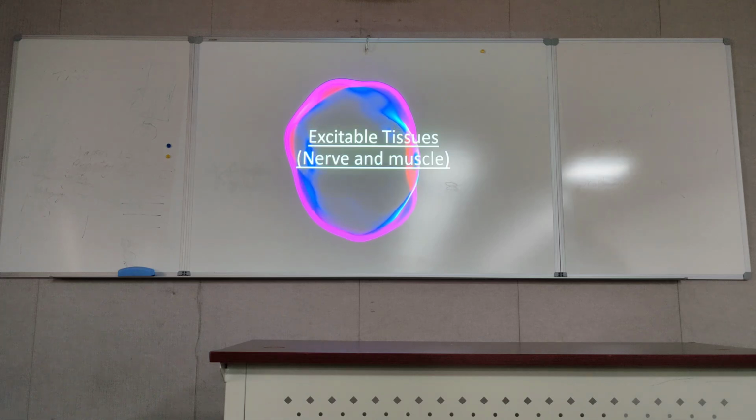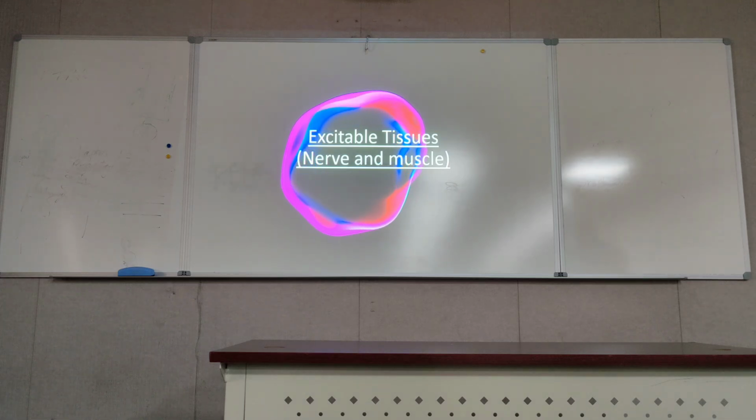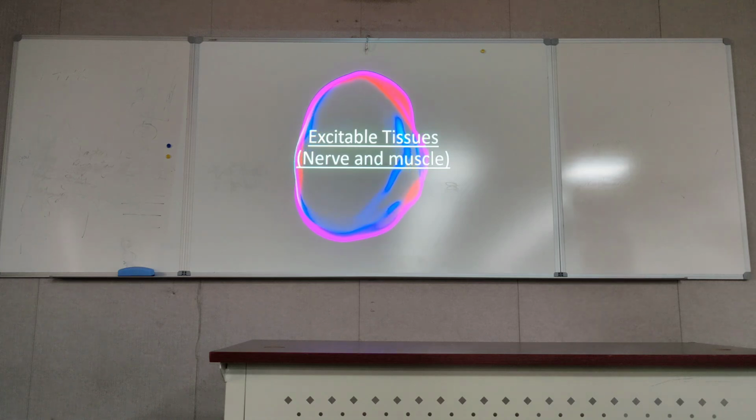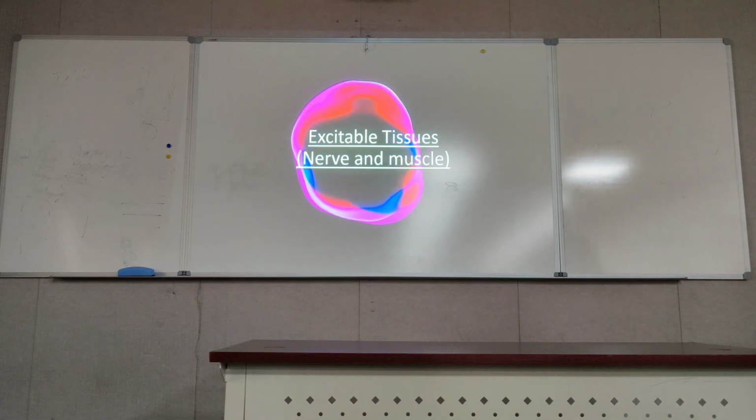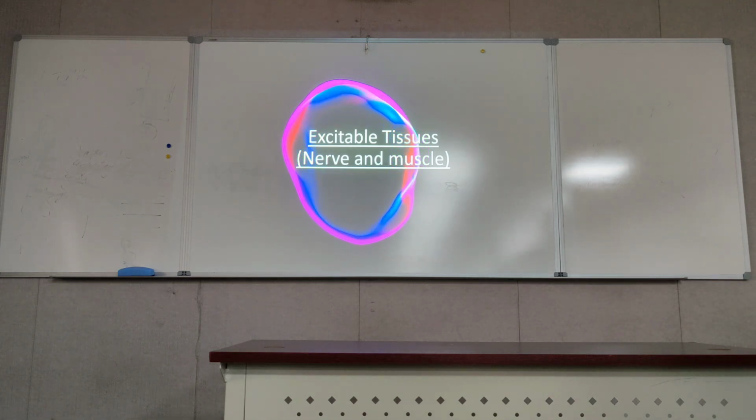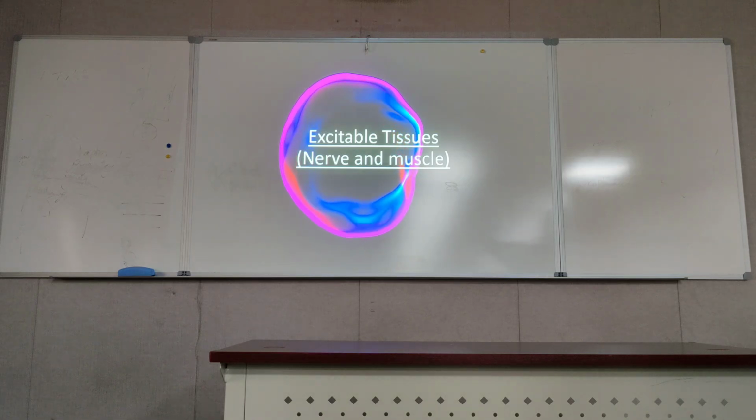Are you understanding what I am telling you? At the end of the day, what is my topic? My topic is, we are starting with excitable tissues. So we say excitable tissues are 2 in the body. One is nerve.